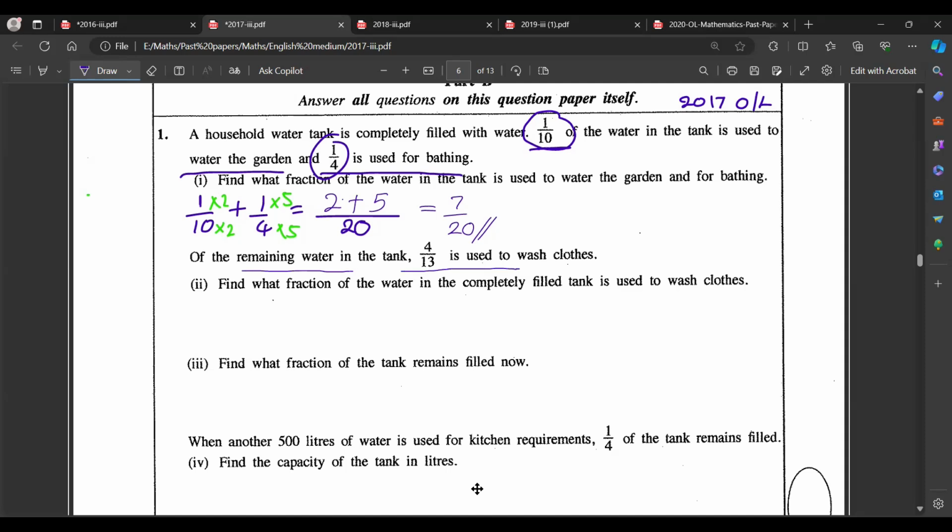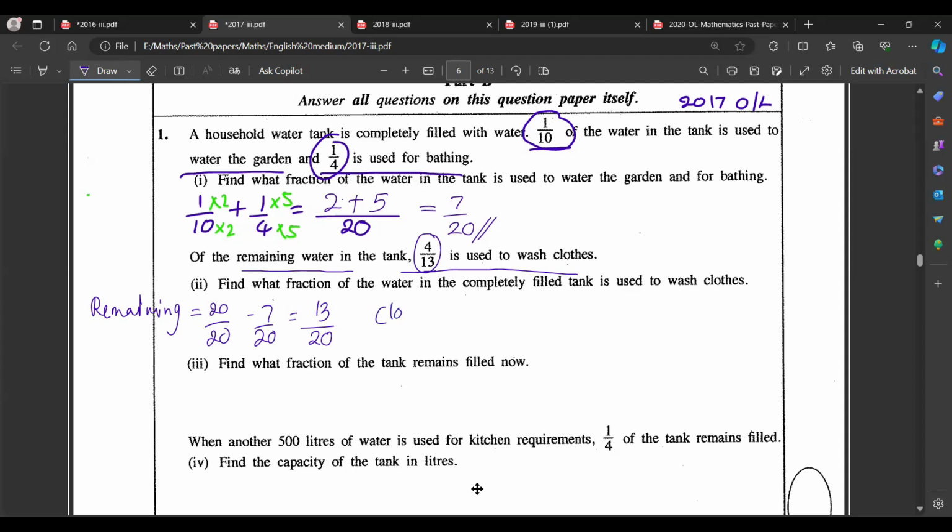4 out of 13 is used for the wash clothes. 4 out of 13 used for the wash clothes from the remaining. So first of all, you have to take the remaining. This is think, okay, no need to write. If they are having 20 parts, you are using 7 parts, no? So remaining should be what? 13 out of 20. Now 13 out of 20 is remaining. By that one, you are using 4 out of 13 for the wash clothes.